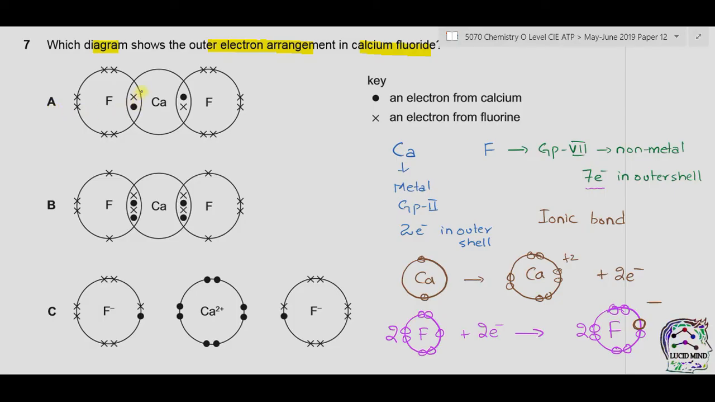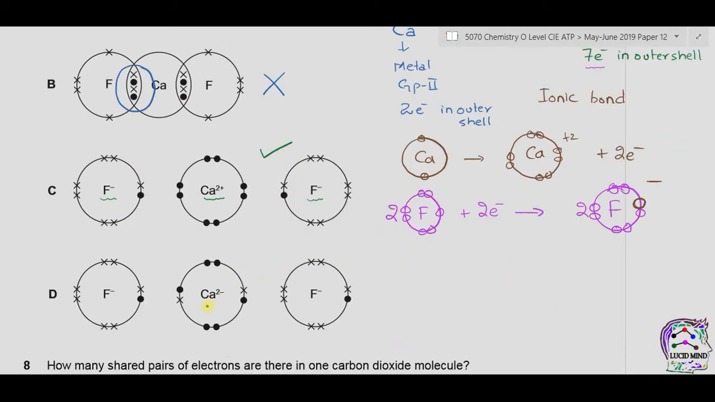In A, we can see that the electrons are shared between calcium and fluorine, which is incorrect because sharing takes place in covalent bond, while in calcium fluoride ionic bond is present. Similarly, in B, we can see that the sharing of electrons has taken place, which is also incorrect. In C, we can see that calcium has lost 2 electrons to form positive 2 ion, while each fluorine has gained 1 electron to form negative ion. So therefore C seems to be correct option. In D, we can see that calcium has gained electron to form negative 2 ion, which is incorrect because calcium is a metal and it loses electron to form positive ion. The correct answer is therefore C.